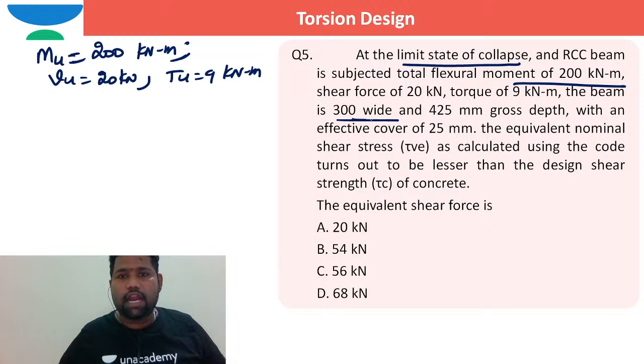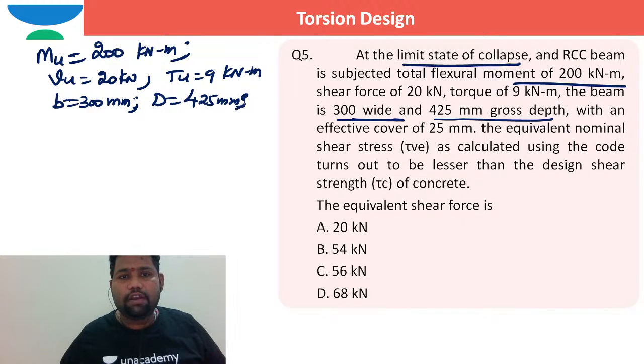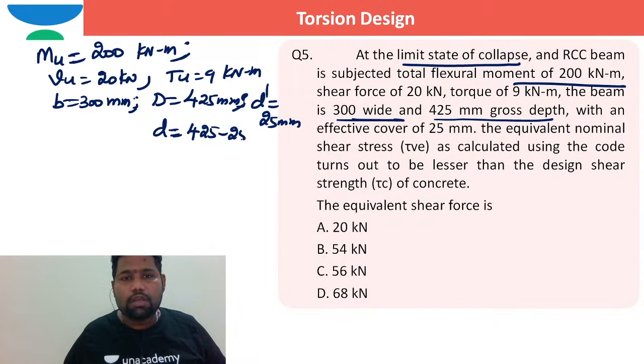The beam is 300 millimeter wide, so b is 300 millimeter, and 425 millimeter gross depth. Gross depth means overall depth. Overall depth is 425 millimeter with an effective cover, effective cover means d dash, of 25 millimeter. Then I can say the effective depth of the section is the overall depth of 425 minus 25. The answer for effective depth is 400 millimeter.